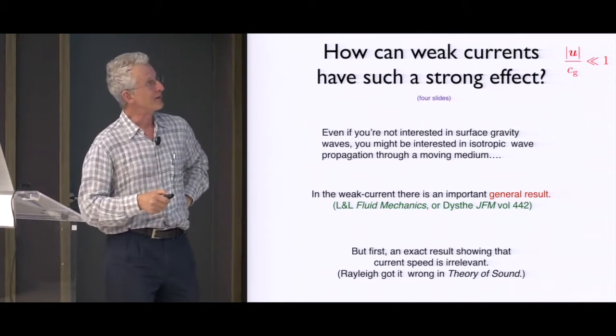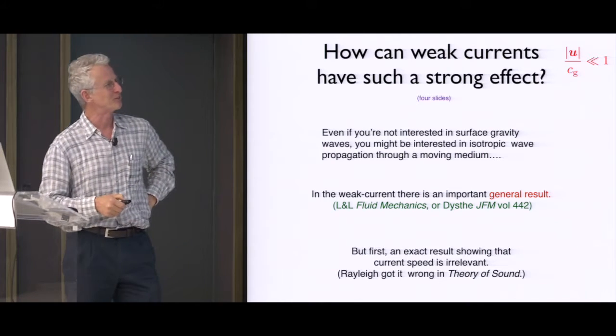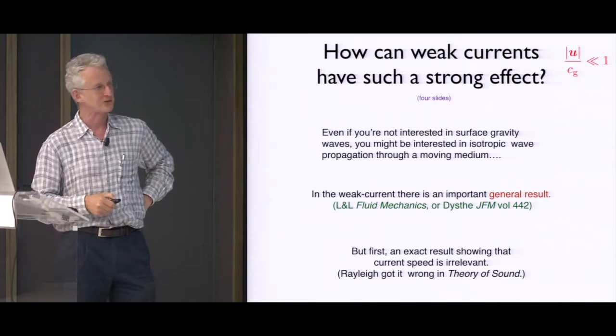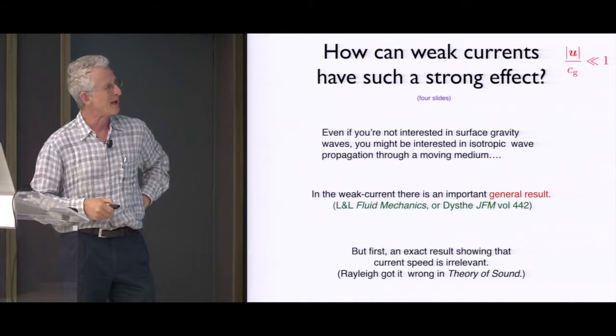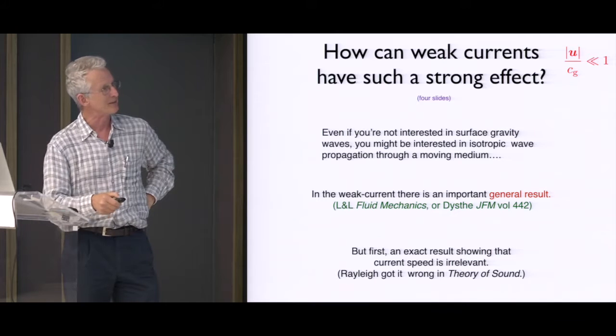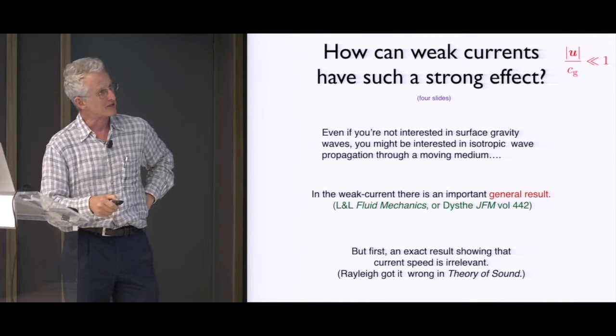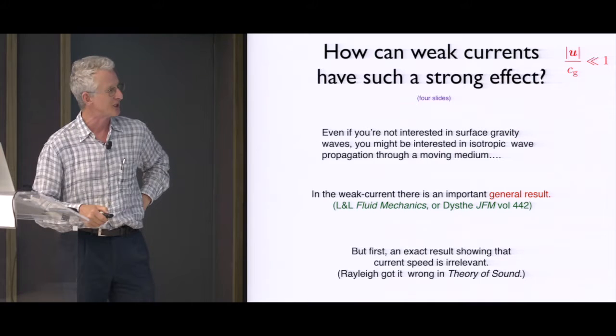So let's talk a little bit about theory. How can weak currents have such a strong effect? And even if you don't care very much about surface gravity waves, perhaps you're interested in isotropic wave propagation through a moving medium, like acoustics, for instance, I don't know. There is a result which applies in the weak current limit. This is the weak current limit, where the velocity of the fluid is much less than the group velocity, and it's an important general result. It's in Landau and Lifshitz Fluid Mechanics in the chapter on acoustics, and it's been independently discovered and published by several people, so it's in JFM.